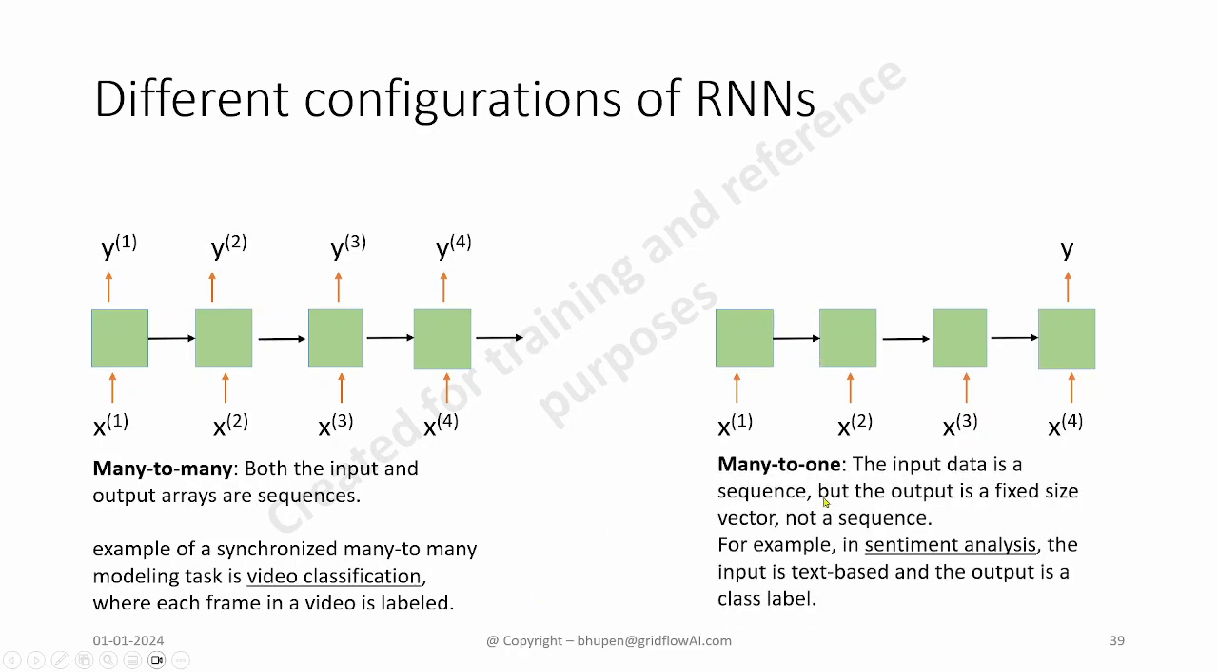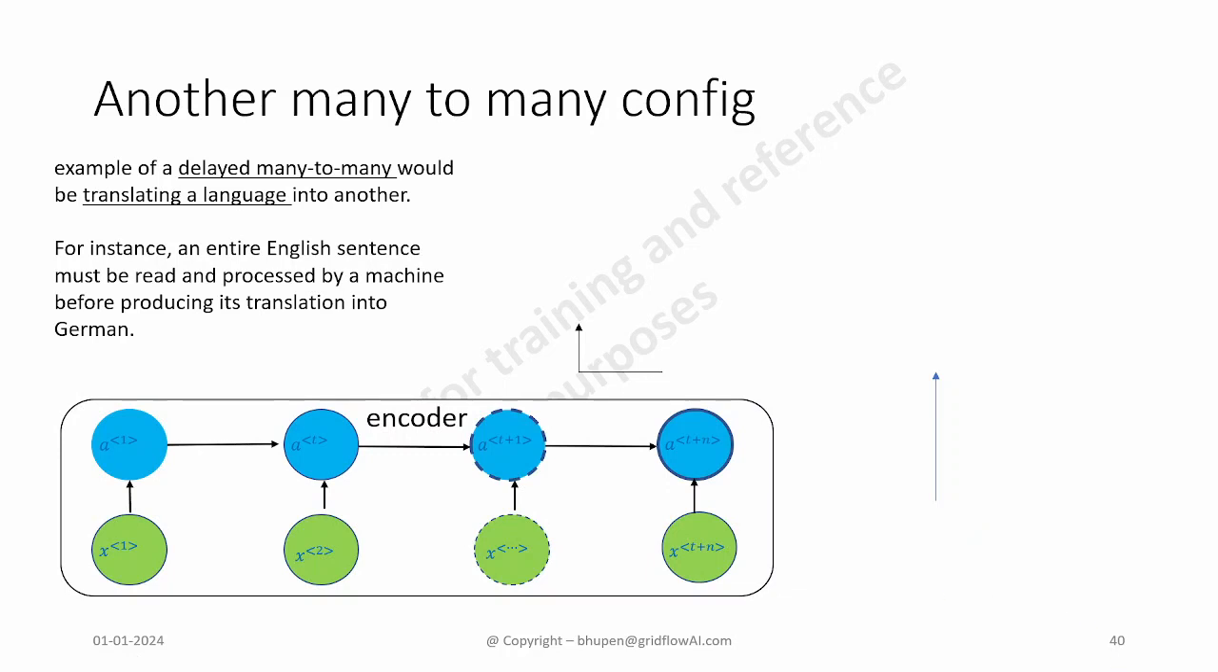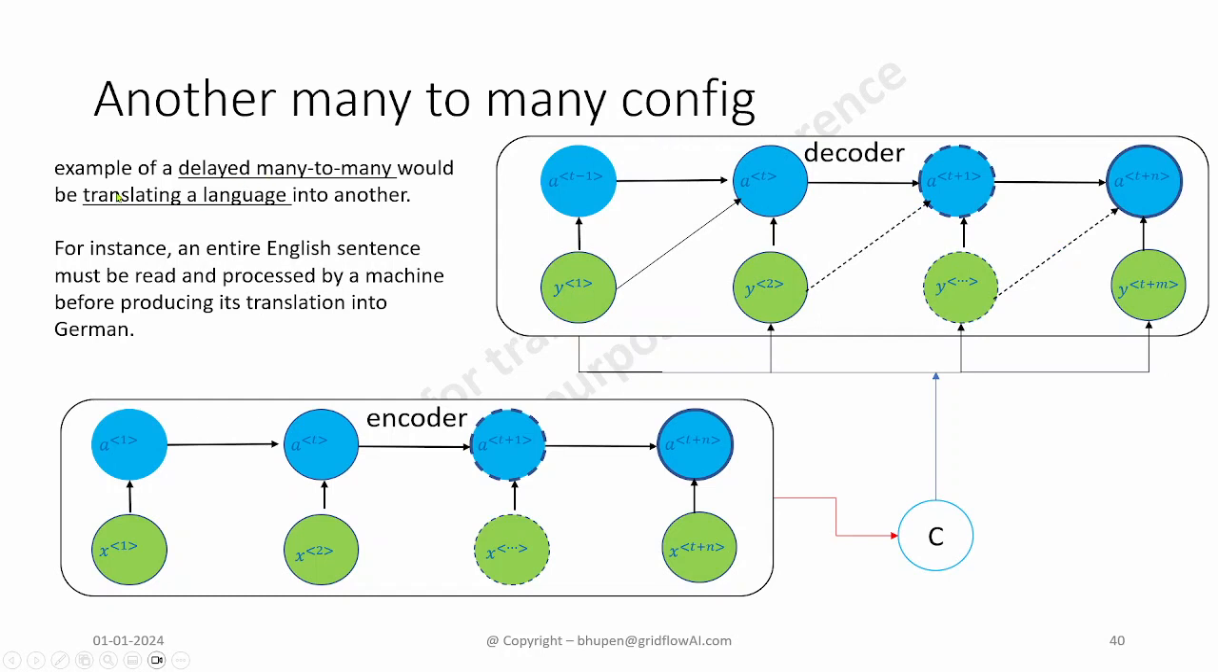You could also have many to one, for example, where the input data consists of many tokens, and you generate one final output. This is what we will start with in our use case with the sentiment analysis application. There are other many to many configurations as well. For example, the number of inputs and the number of outputs are not the same, and that is useful in machine translation or language translation. This we will discuss in detail in a separate playlist.